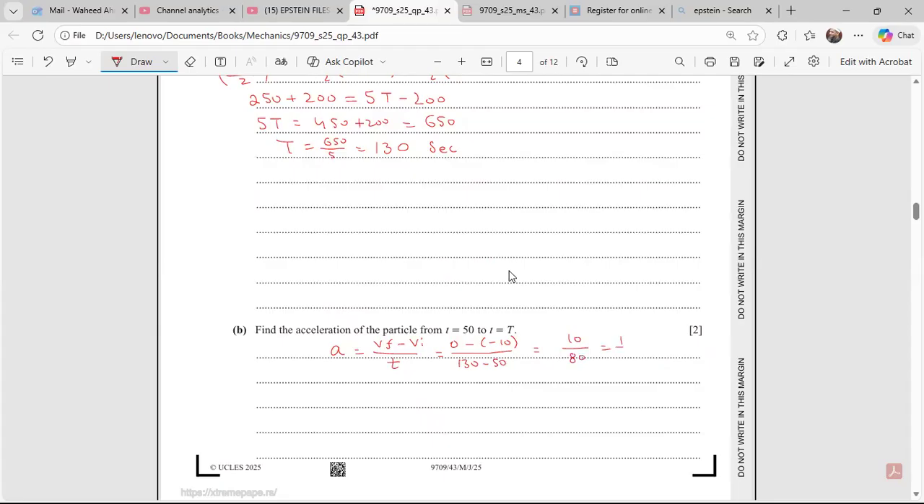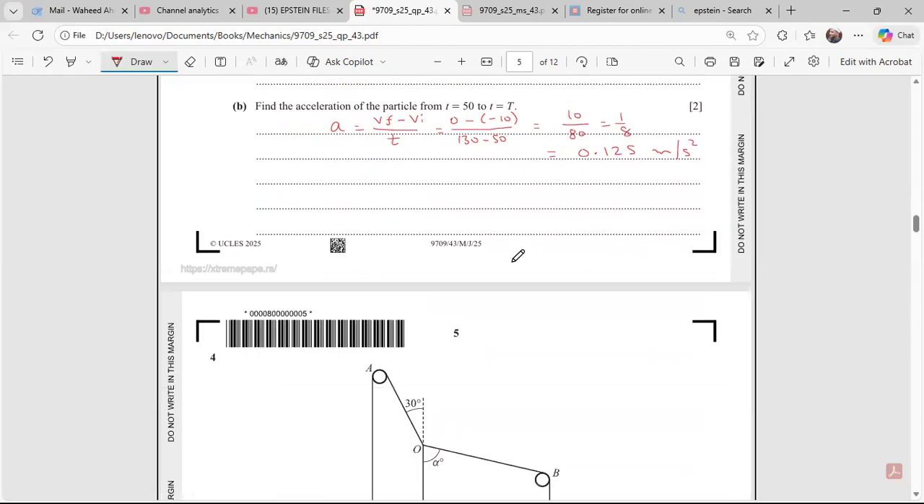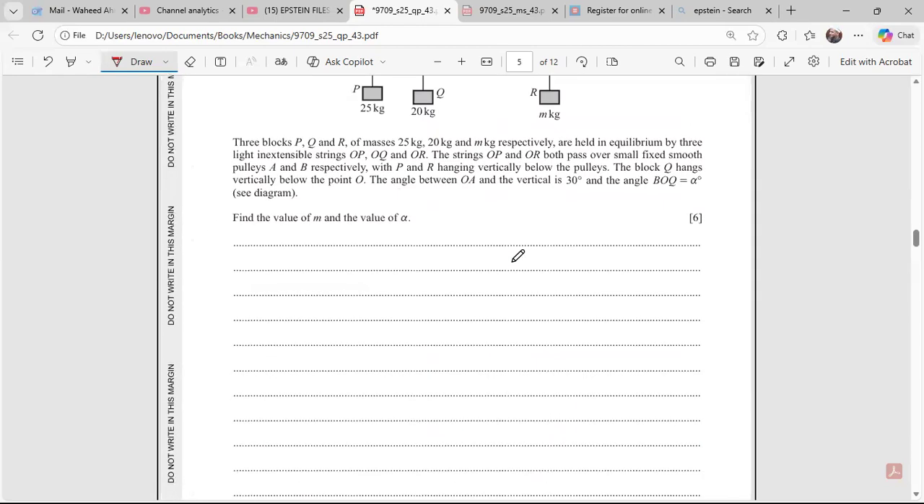So it is 1 by 8, which is 1 by 8.125, I believe. 1 divided by 8. Yes, it is 0.125 meter per second square. This is the acceleration in the last segment. Okay, it was an interesting question. Not very difficult. I hope you understood everything.